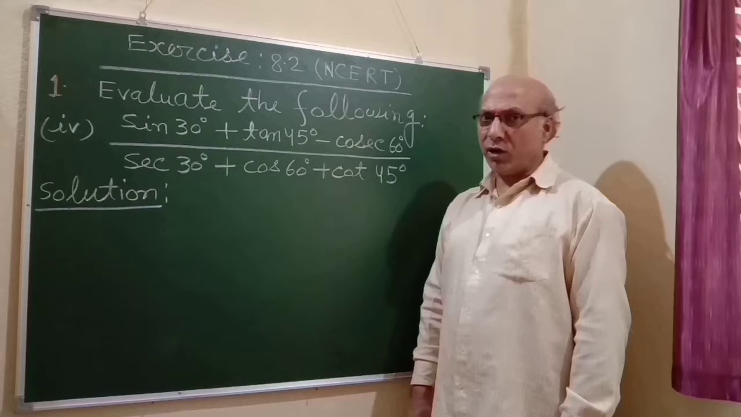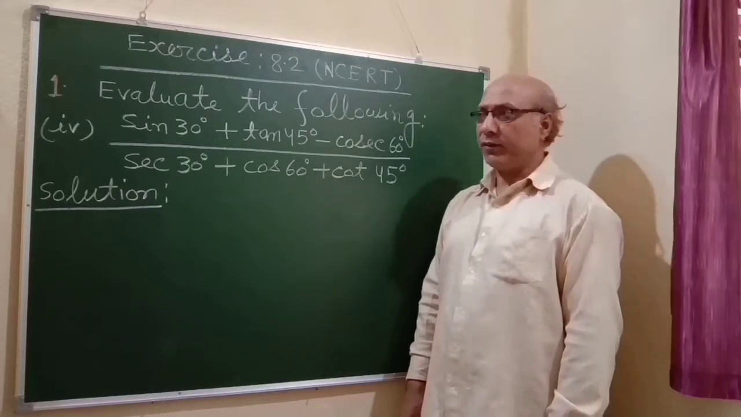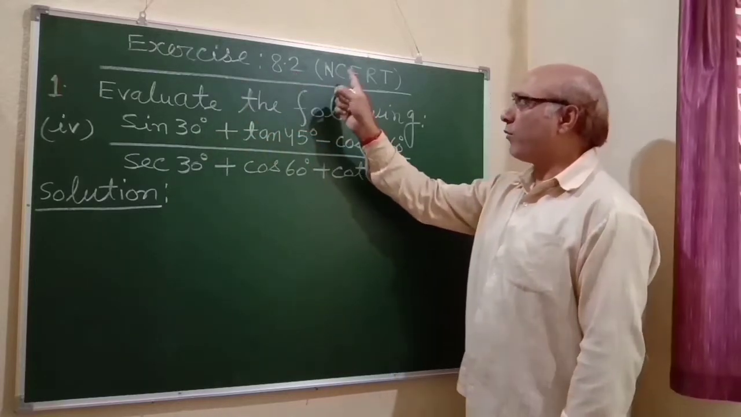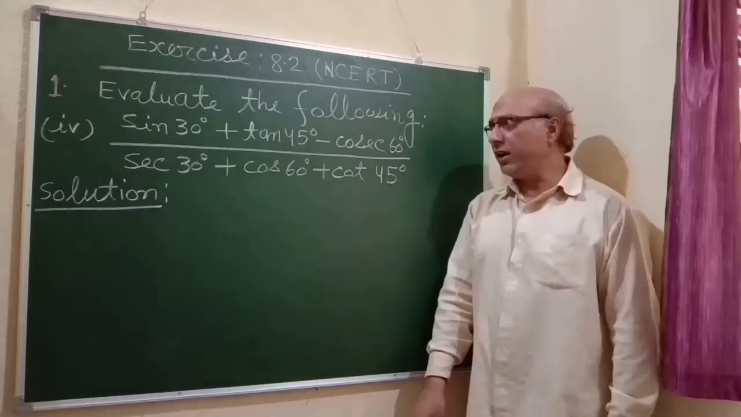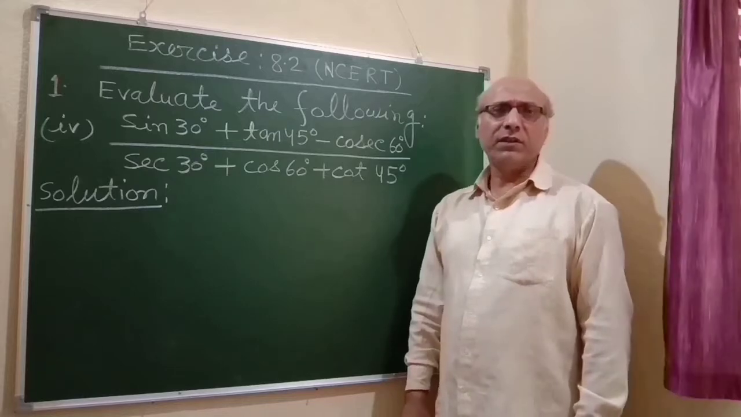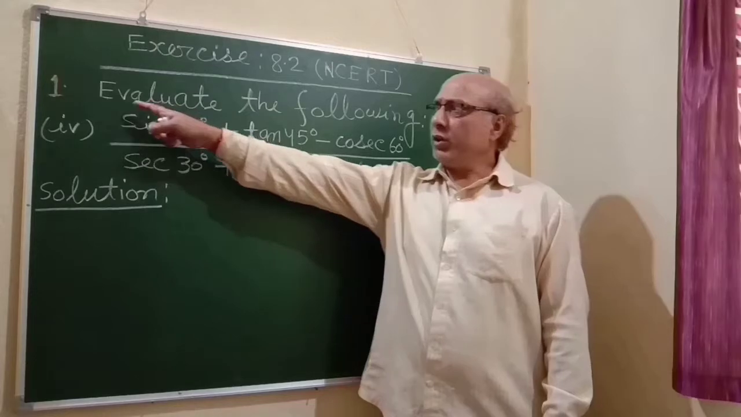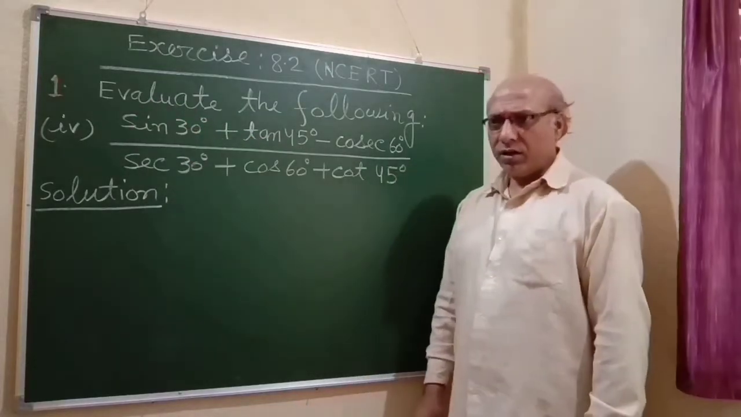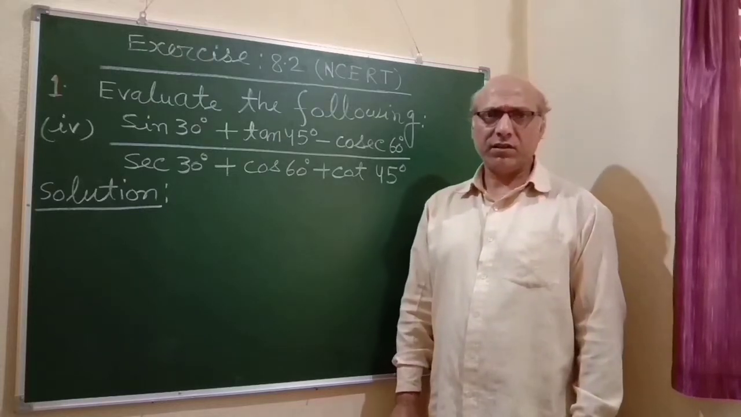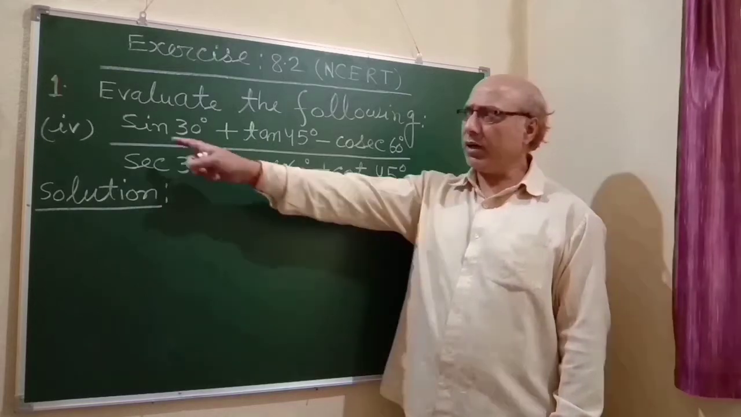Today I am going to discuss the solutions of the questions of exercise 8.2 from NCERT, related to the topic trigonometric ratios of some specific angles. Question number 1. In question number 1, there are 5 parts. Here we will solve the 4th and 5th parts.